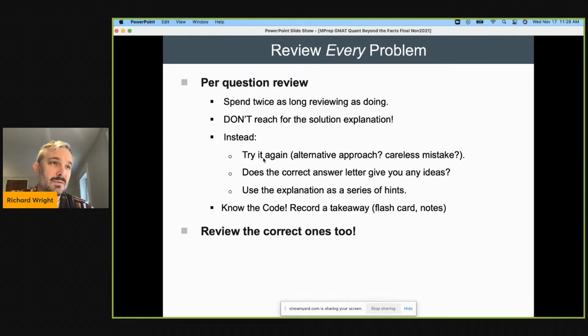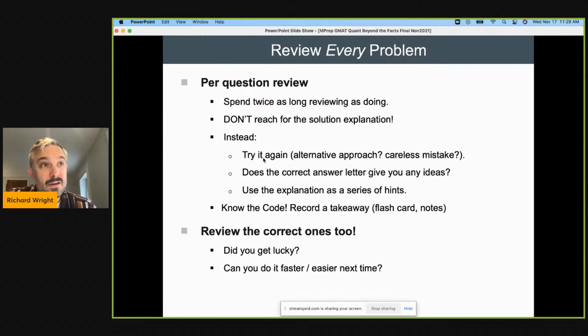Crucial that you review the correct ones too. How come? Well, maybe you got lucky. A lot of the times you pick an answer, but it turns out your reasoning was totally off. You did it in completely the wrong way, and you just got lucky that C happened to be the right answer. Maybe you got it right in the right way, but you could have done it in such a smarter way.